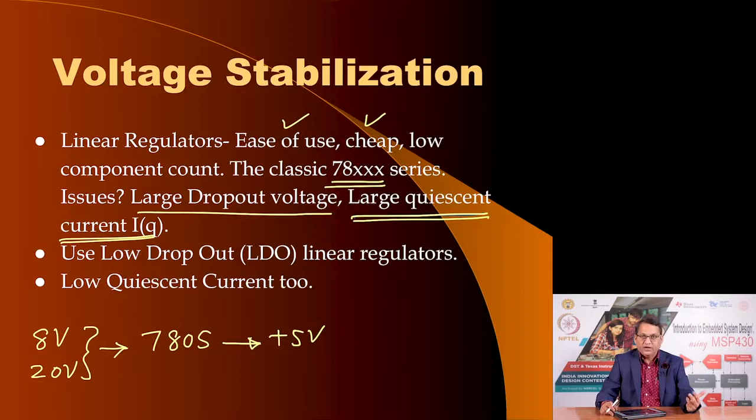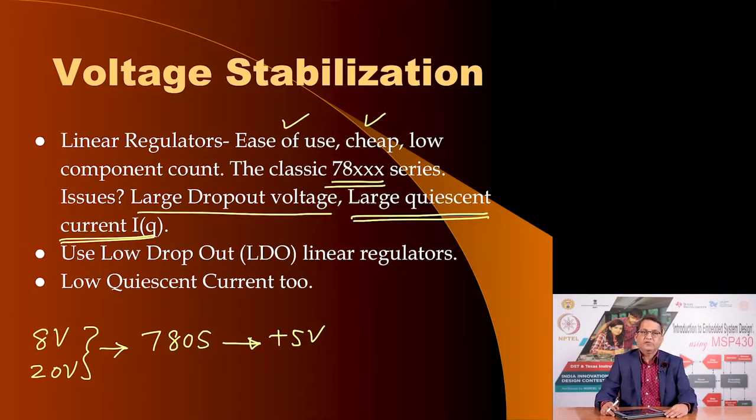The dropout voltage has to be more than 3 volts, which means 3 volts into 10 milliamperes, roughly 30 milliwatts of power is being wasted just to keep the regulator working. And in the current technology environment, 30 milliwatts is a huge amount of power which you do not want to waste merely as heat.